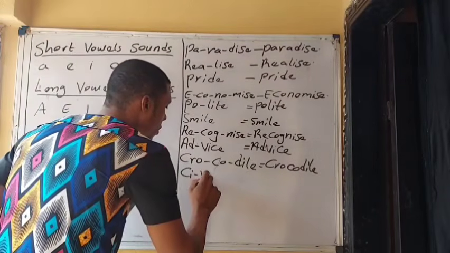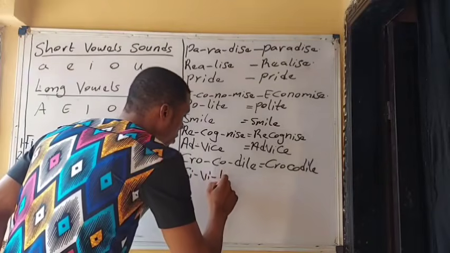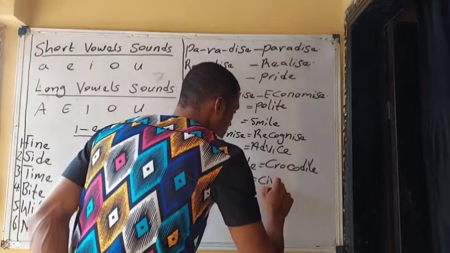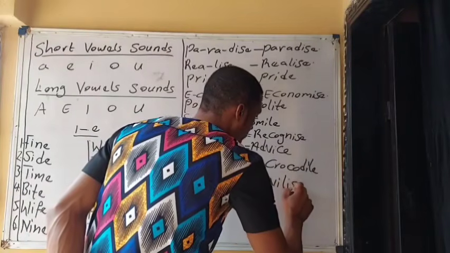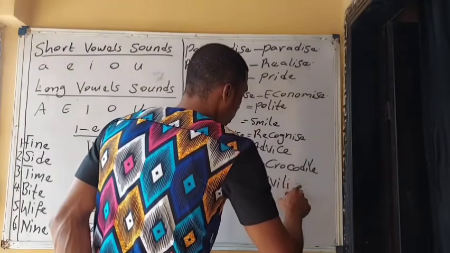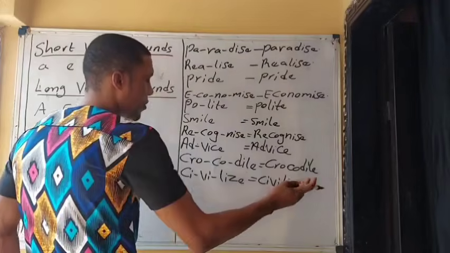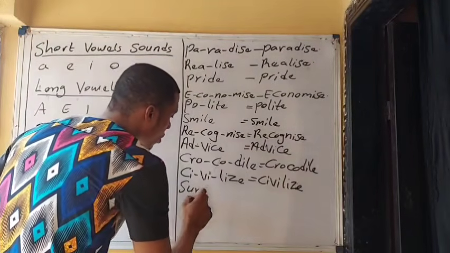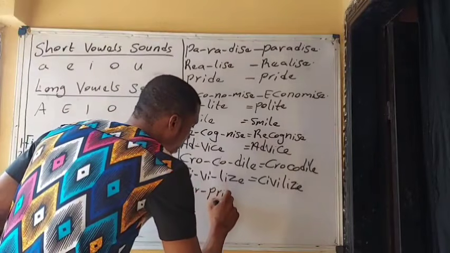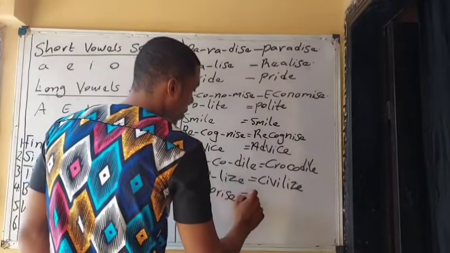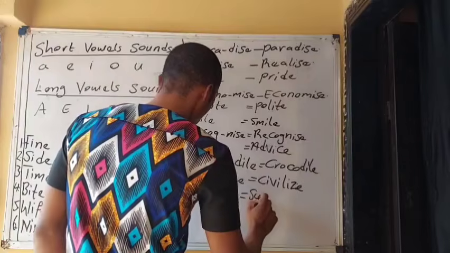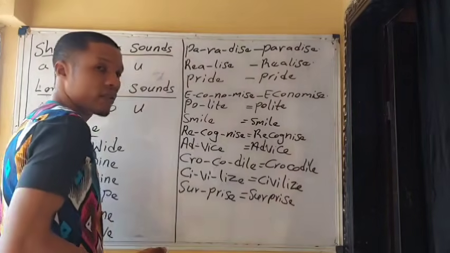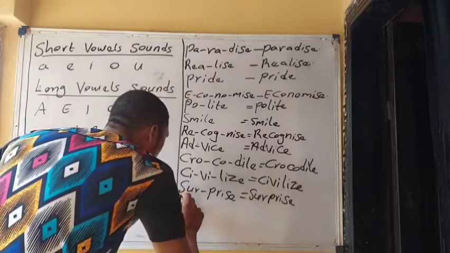CIV, then lies. CIV, then lies. Civilize. Next, we have SUR. Then we have prize. If we bring it together, we have surprise. Surprise.